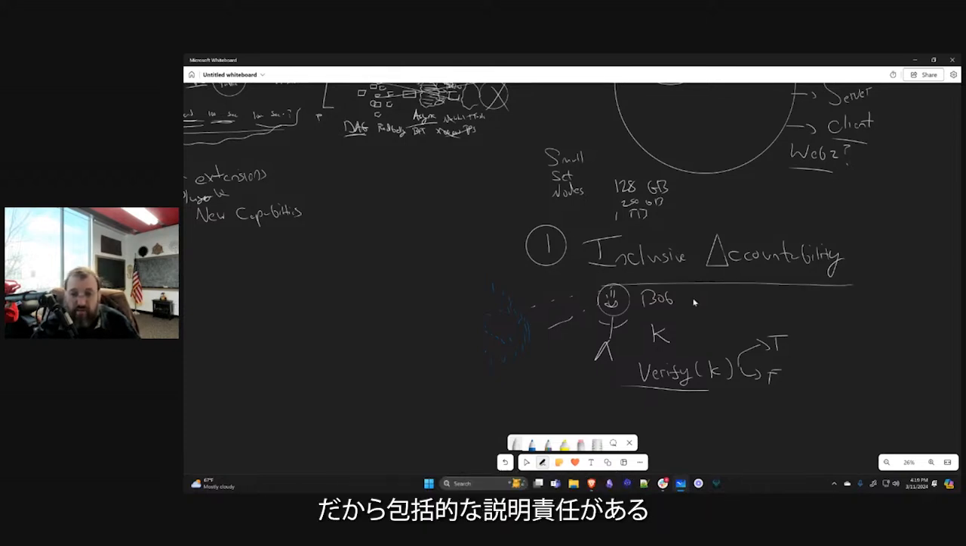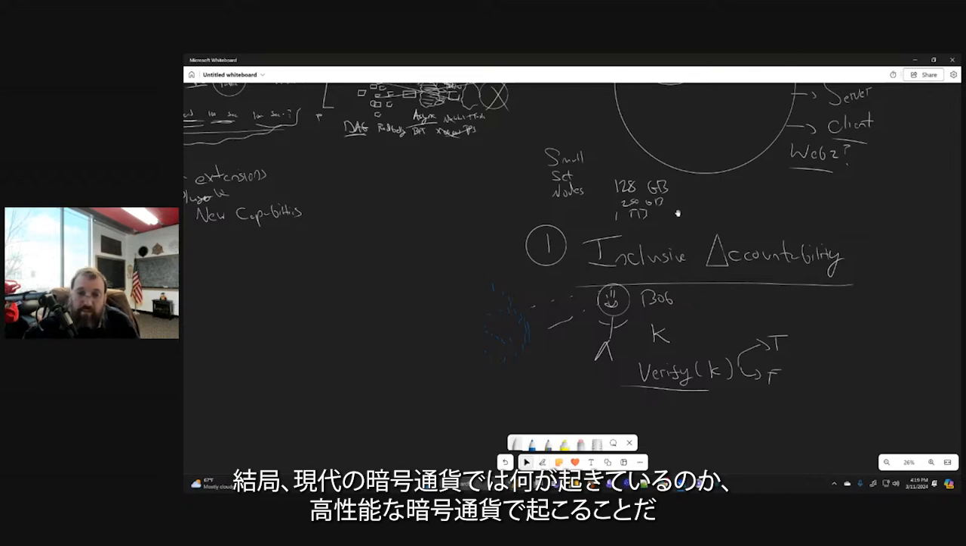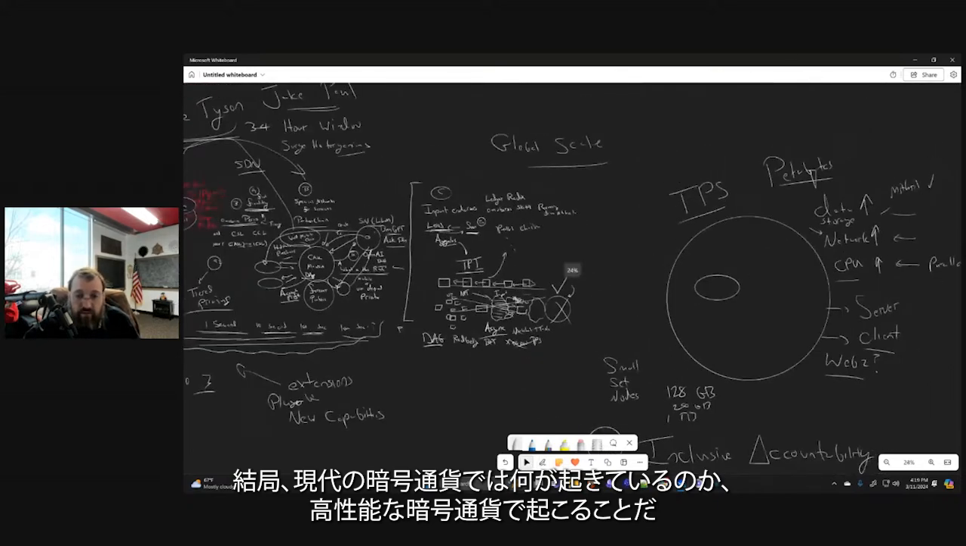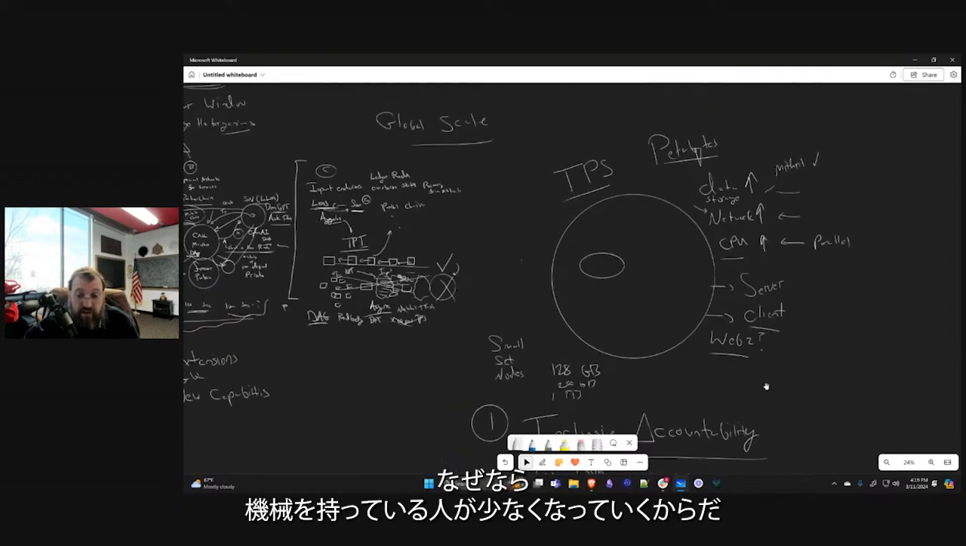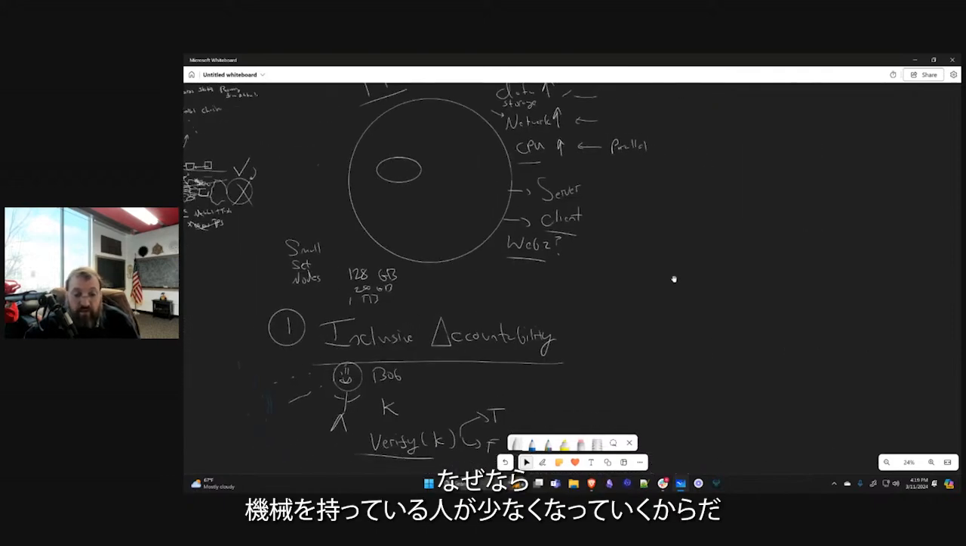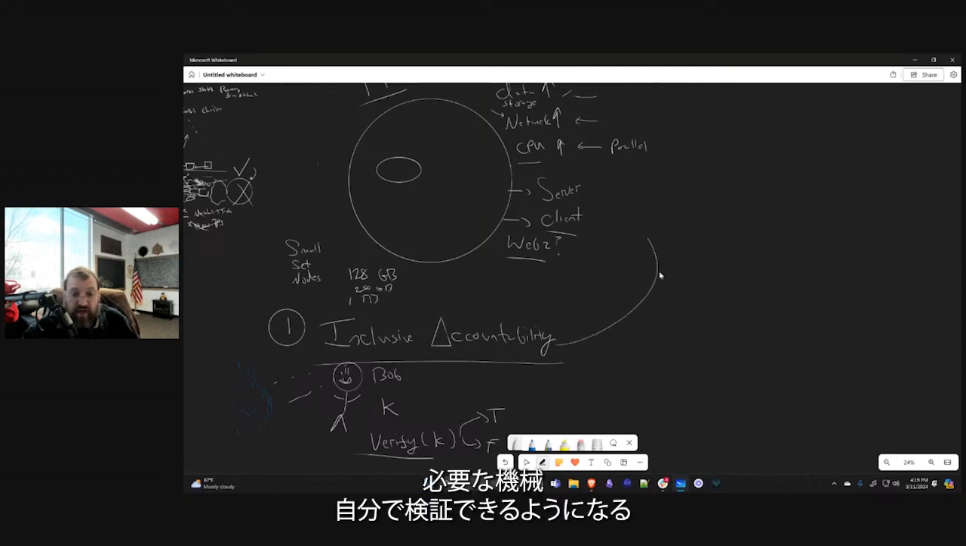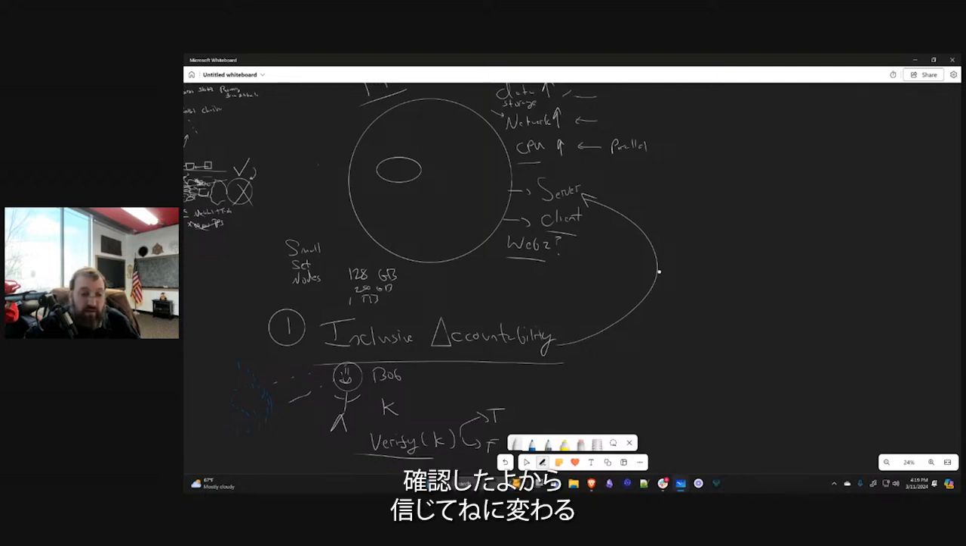So inclusive accountability. What ends up happening in modern, naive, high-performance cryptocurrencies is that you lose this property in general as the system gets larger, because fewer and fewer people have the machinery and mechanics necessary to be able to verify themselves. The history they're looking at is okay. So you go from, I checked it myself, to trust me, bro.